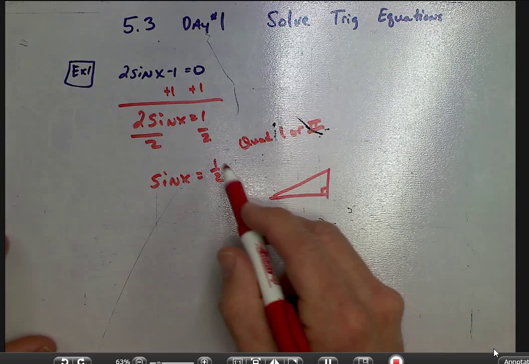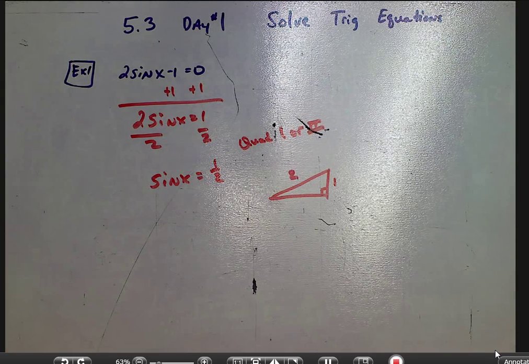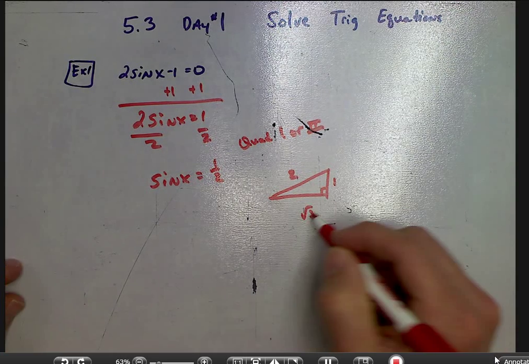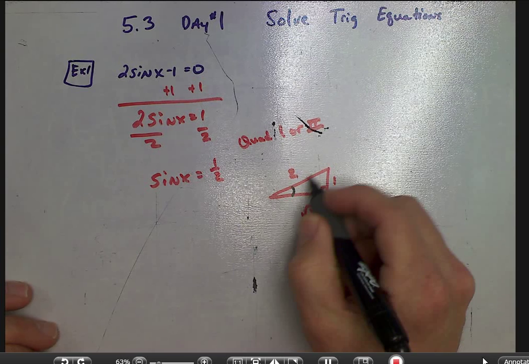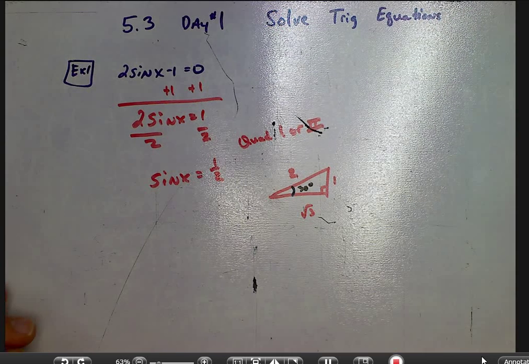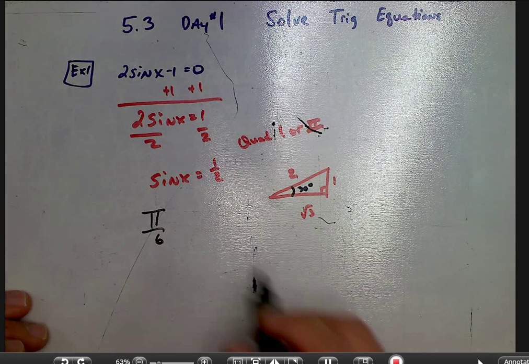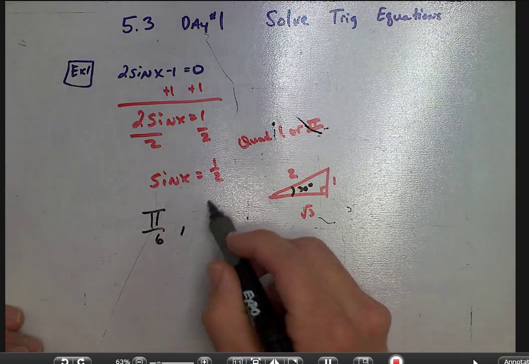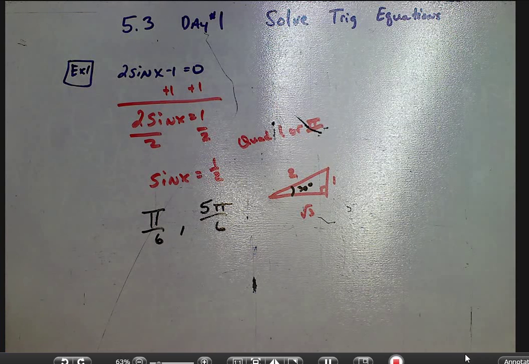I know sine means opposite 1, hypotenuse 2, which means this is a square root of 3 down here, which indicates the fact that this is a 30, 60, 90 triangle, with the fact that this is the angle opposite 1, we know it's 30 degrees. And we know 30 degrees is pi over 6 in the first quadrant, and in the second quadrant, it is 5 pi over 6. So there are the answers, pi over 6 and 5 pi over 6. At least initially those are the two answers.